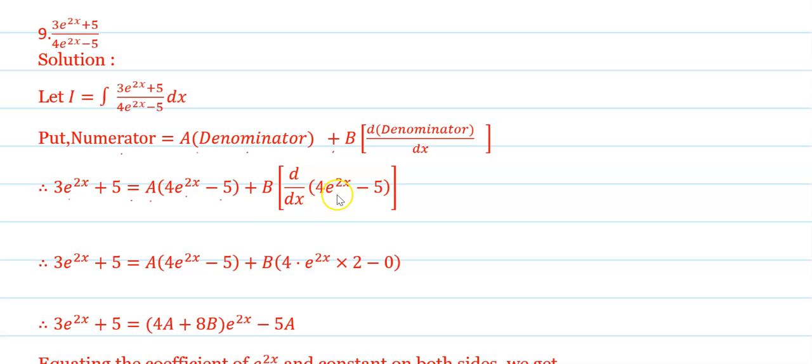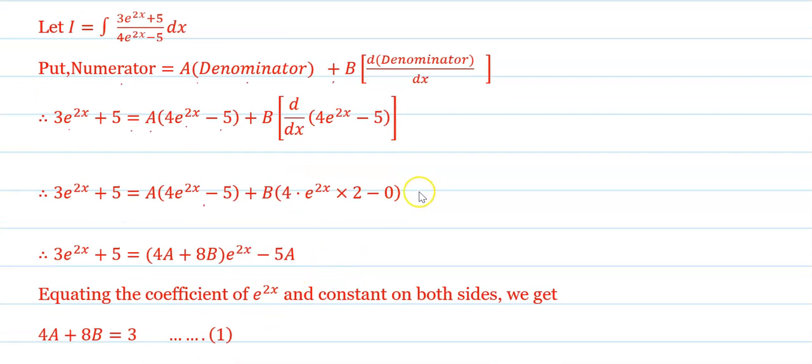the denominator, 4 e raised to 2x minus 5. It's a derivative. Keep this as it is, plus b. The derivative of e raised to 2x is e raised to 2x into 2. 4 into 2 will become 8, that is 8b e raised to 2x. Again, I will write here.